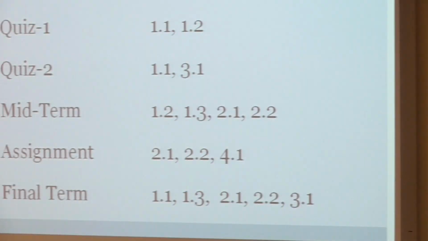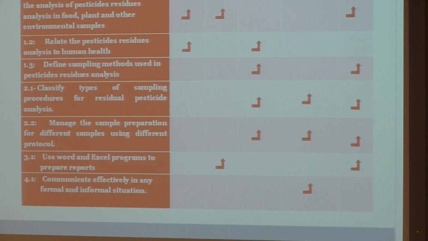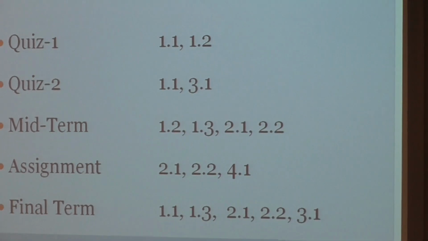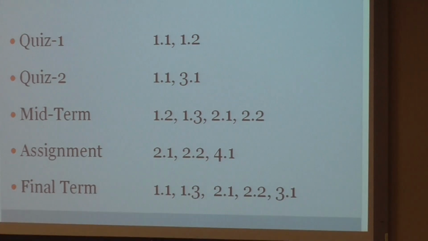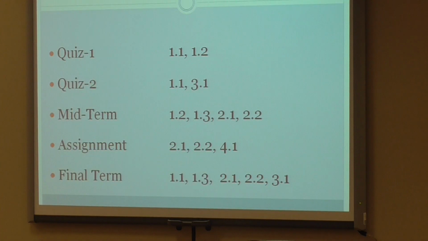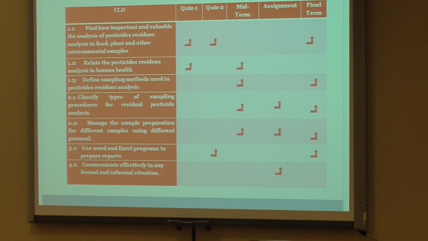Okay. Now, come to this one. I have just put this from this table. Notice 1.1 has 1, 2, 3 assessments. 1.1, 1.1, 1.2 and final term is not included. Quiz 2, 1.1, 3.1.